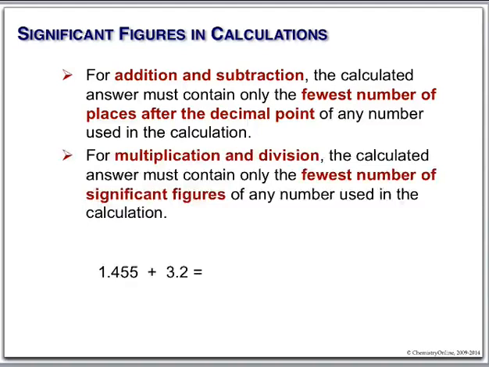So if I'm adding 1.455 and 3.2, rule number one, I have three digits after my decimal point. I have one digit after my decimal point. That means my answer, in spite of what the calculator says, must be rounded to one digit after the decimal point. So the way you do this in real life is you do it on your calculator, get the number, and then round it to one digit after the decimal point.